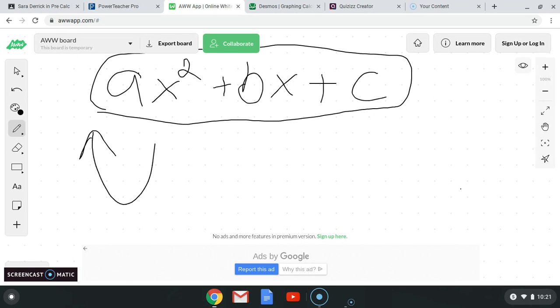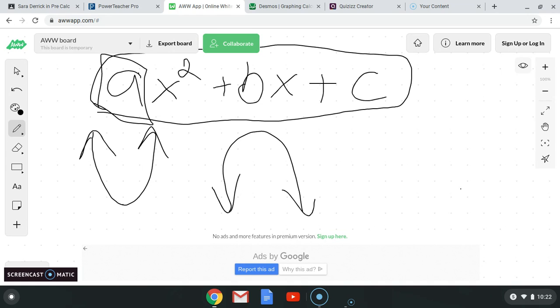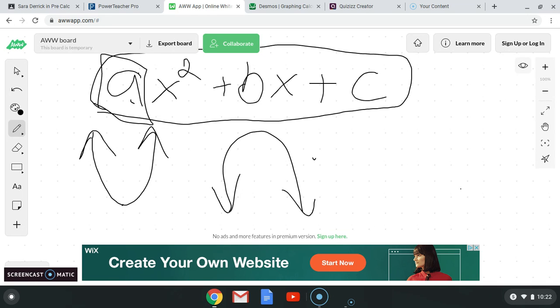They either open up like this or they'll open up like that. If this A here is positive, it'll open up. It'll look kind of like a smile. It'll be a happy parabola, a smile parabola. If that A is negative, that front number or our leading coefficient is negative, it's going to open down.